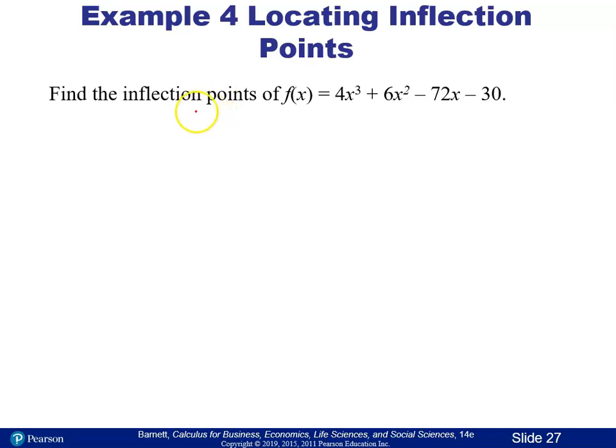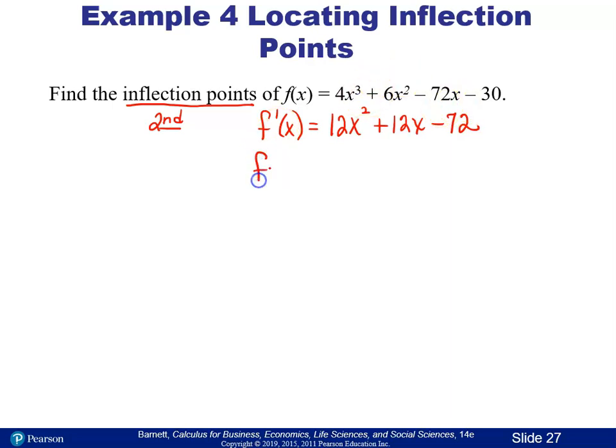Okay, so let's get to work on this one. When we talk about inflection points, we need to look at our second derivative. So we've got to start out and find our first derivative. The first derivative here is going to be 12x squared plus 12x minus 72. Hopefully that's easy for you now. We need the second derivative because the first derivative would give me maximums and minimums if I set it equal to 0. The second derivative is going to give me inflection points.